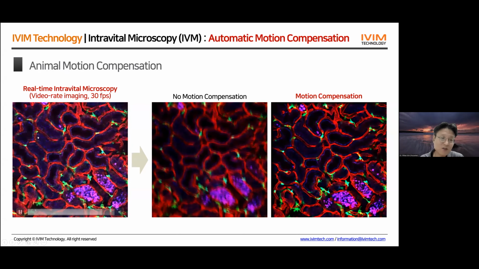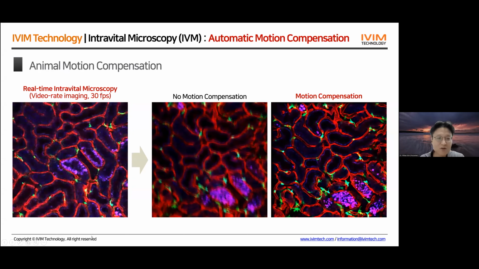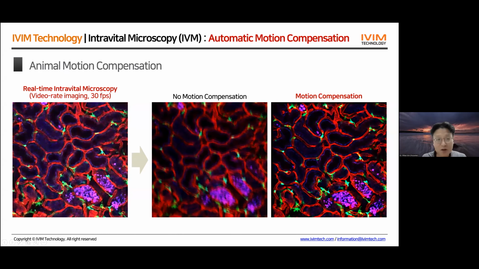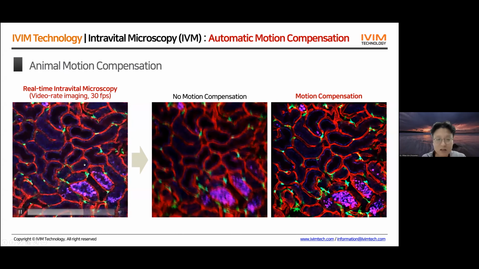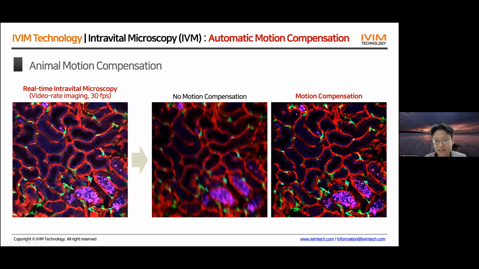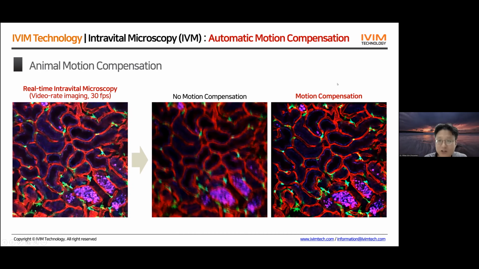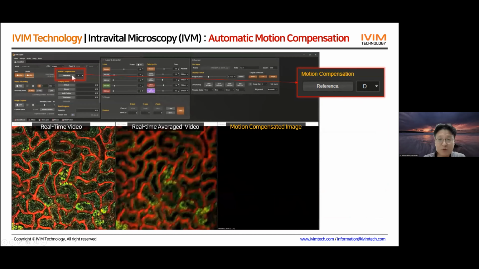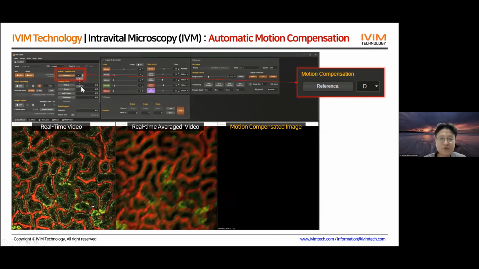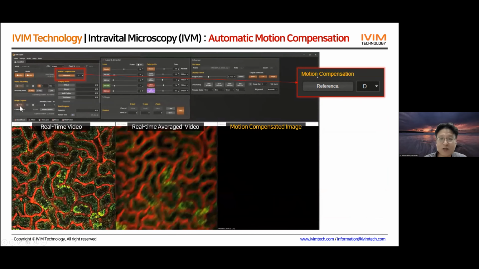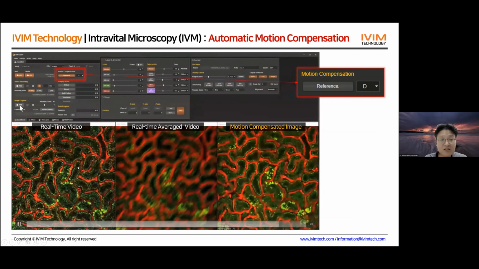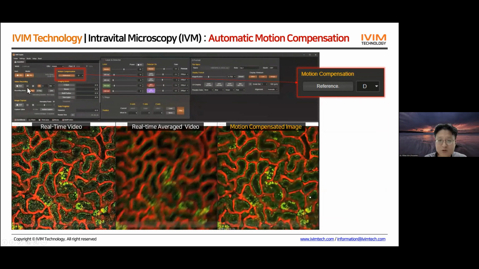Another example is the real-time video obtained from the kidney, and this is quite a common movement we can observe from the internal organs. Again, you can see the impact of the motion compensation, with and without. We implemented this motion compensation function to be easy to use, so it can be done automatically. What you need to do is just turn on the automatic compensation function, and from this real-time video we can automatically generate motion-compensated, excellent images.